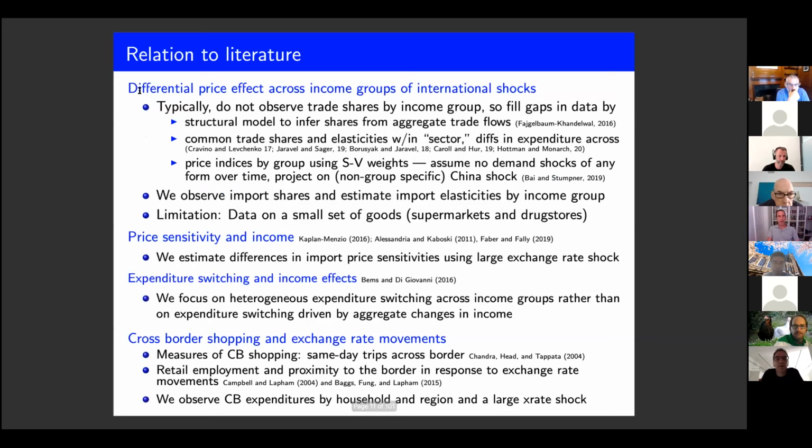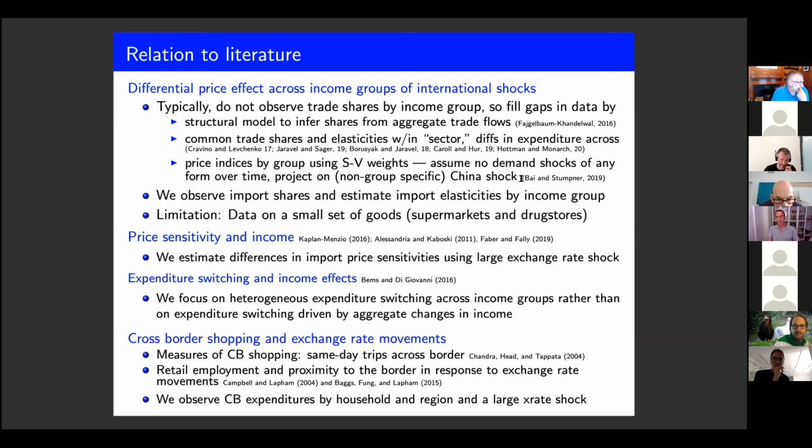All right. So of course there's a large literature, mostly in trade, about the differential price effects across income groups of international shocks, mostly coming from variation in import shares by income. Now in this literature, typically they do not observe trade shares by income group. So they have to fill the gaps in data by either using a structured model, like Pablo Fajgelbaum's paper, or basically using sectoral data, assuming common trade shares and elasticities within the sector, and then just looking at variation in exposure to sectors across income groups.